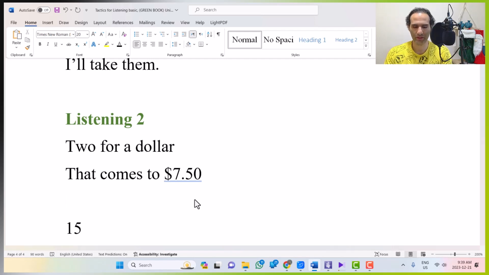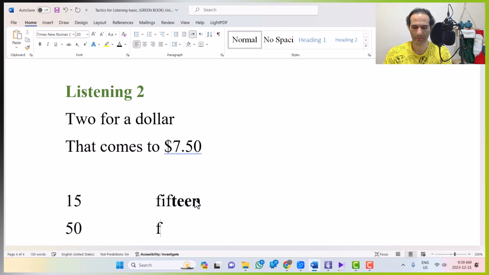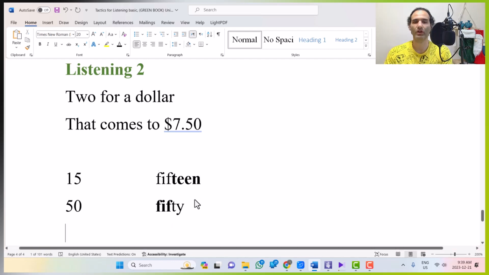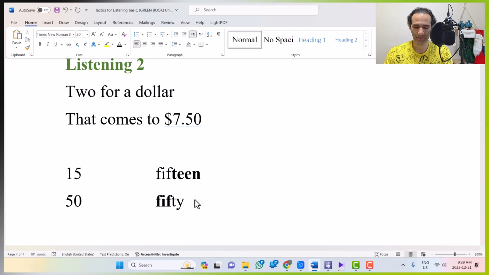So this one is pronounced 15 with the stress on the second syllable. 15. Teen. And that one is pronounced 50 with the stress on the first syllable. 50. So 15, 50. It's very important talking about prices. That comes to $7.50.